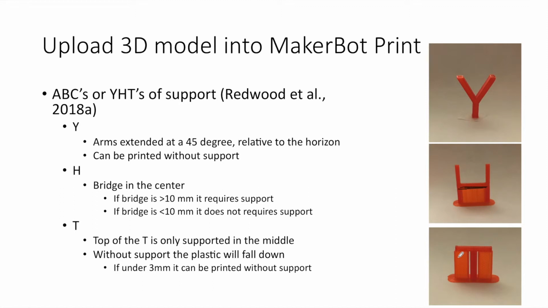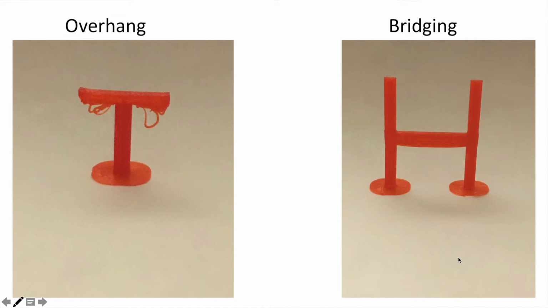Now, the rule about overhangs is that if it's under 3 millimeters, you can print it without support. This is what happens when you print overhangs and bridges without supports. On the left-hand side, you can see that the ends of the T kind of sag a bit and the print is all over the place.